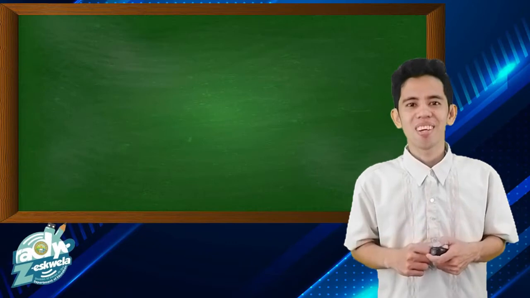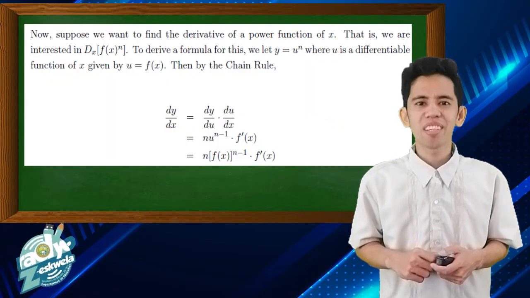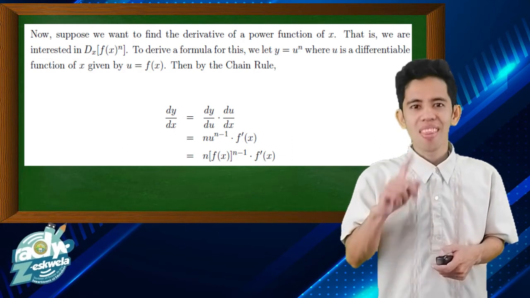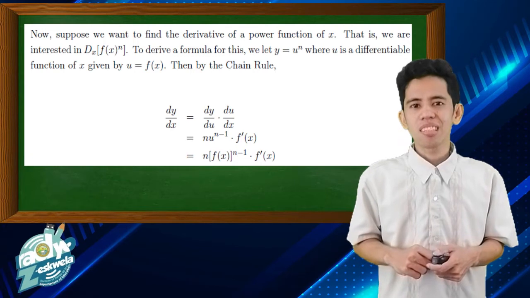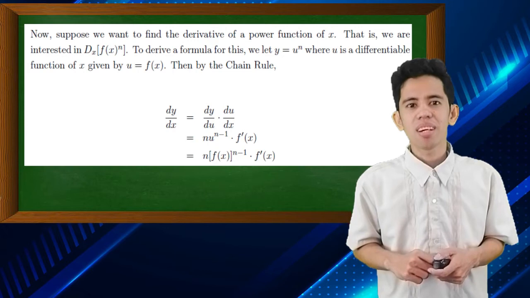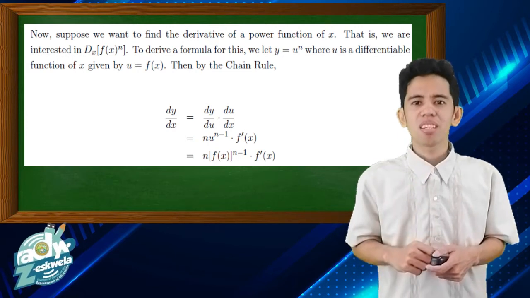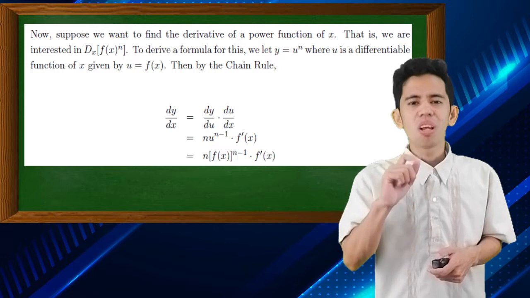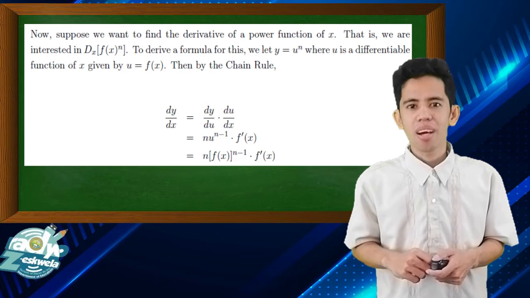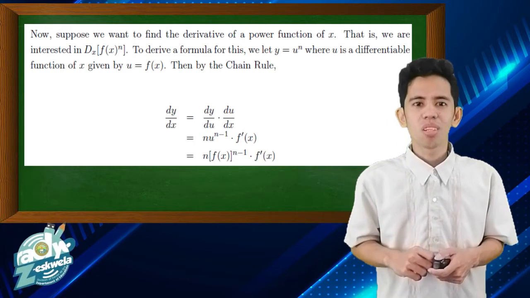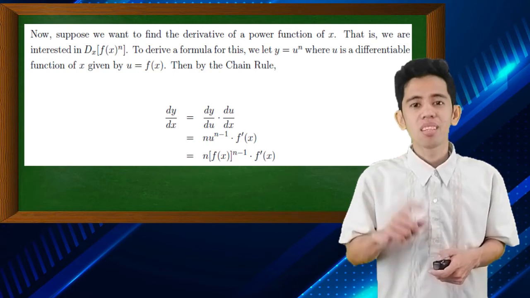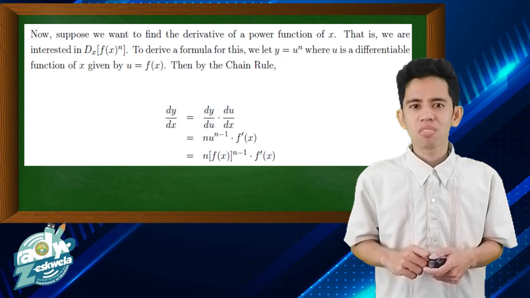We are back! Now, suppose we want to find the derivative of a power function of x. That is, we are interested in d over dx of f of x to the power of n. To derive a formula for this, we let y is equal to u to the power of n, where u is a differentiable function of x given by u is equal to f of x.